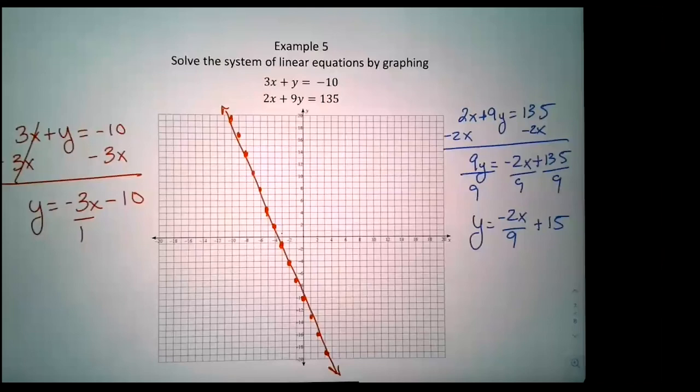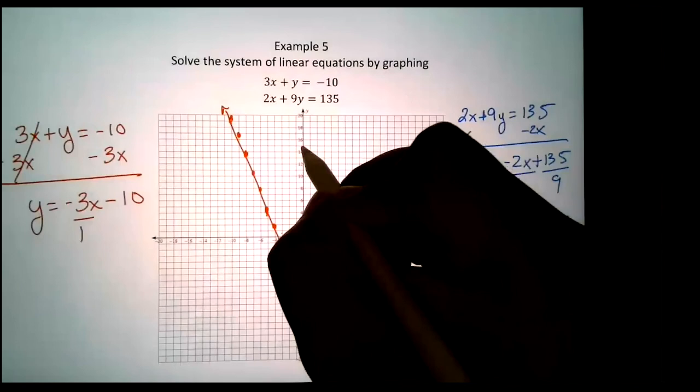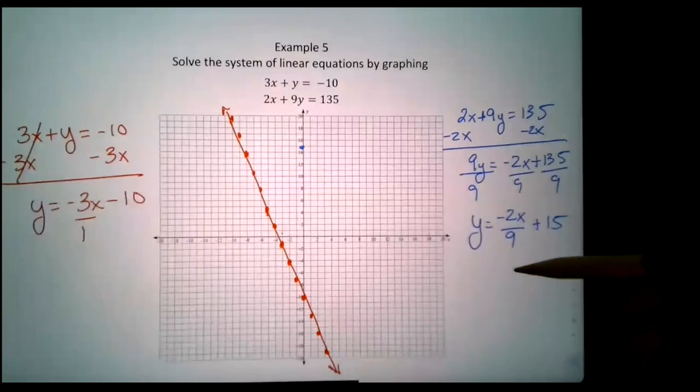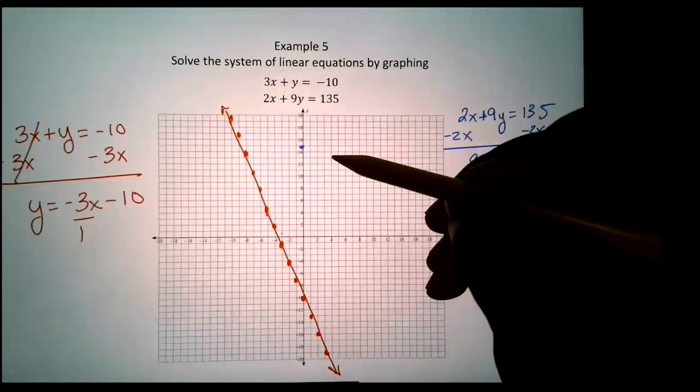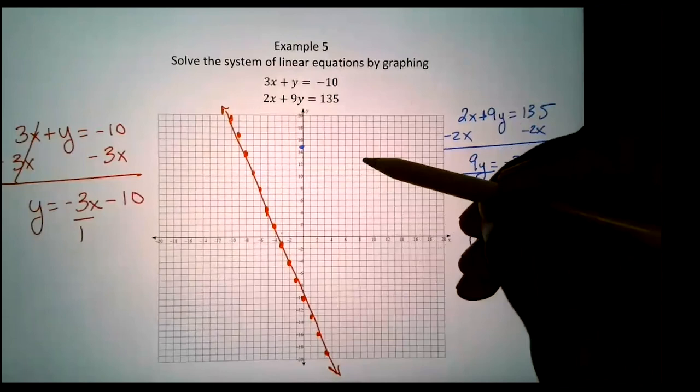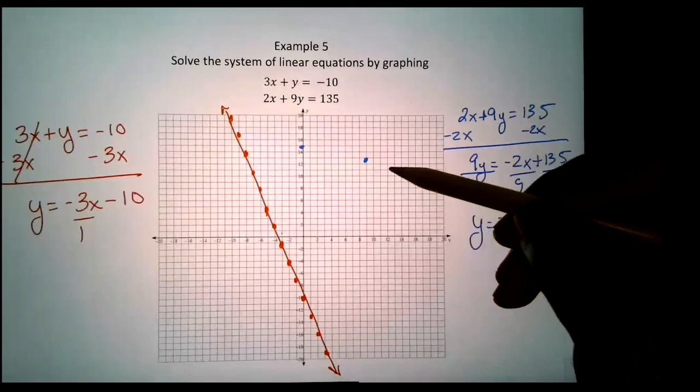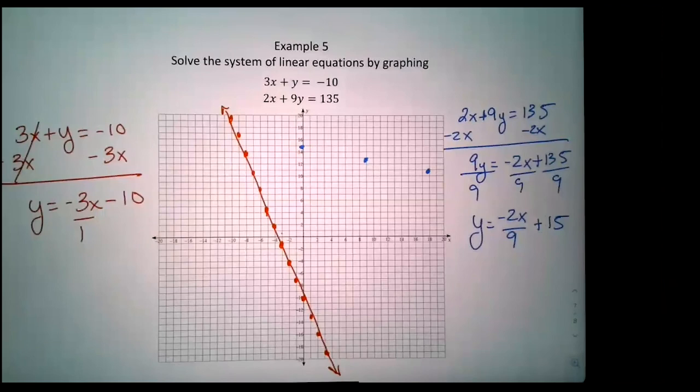So we're going to plot the y-intercept at 15. And the slope is negative 2 over 9. So we're going down 2, to the right 9. Down 1, 2, to the right 1, 2, 3, 4, 5, 6, 7, 8, 9. And I can do that one more time. Down 2, to the right 9. 1, 2, 7, 8, 9. All right. Yeah, I can't go over 9 anymore, so I'm good that way.